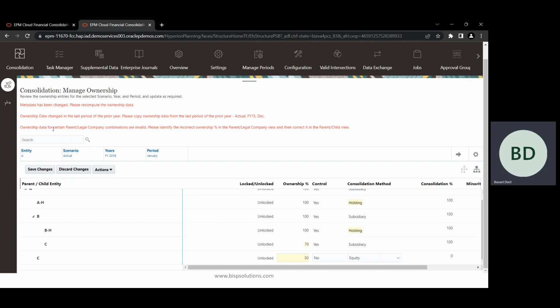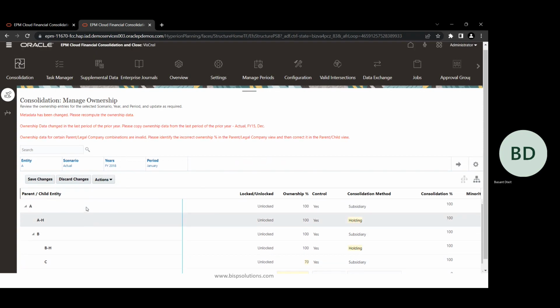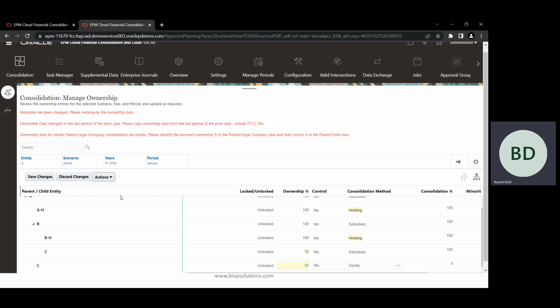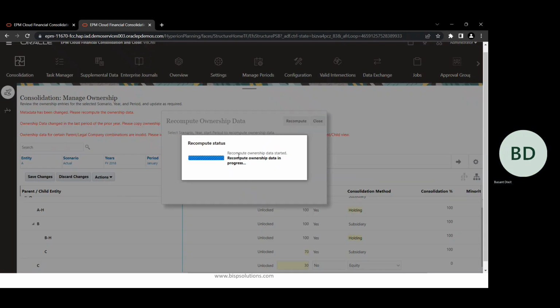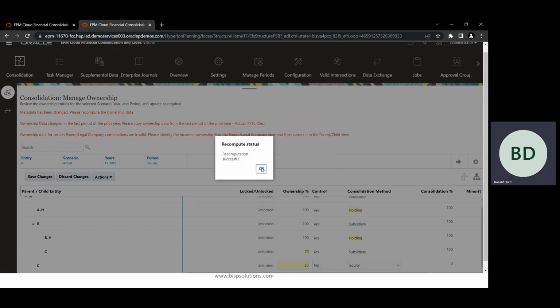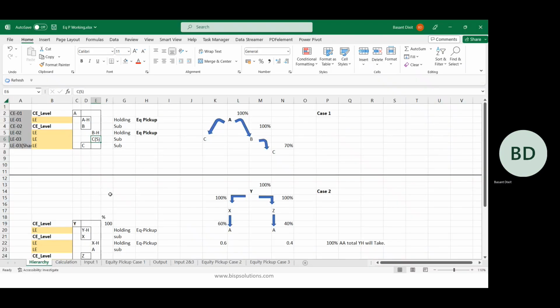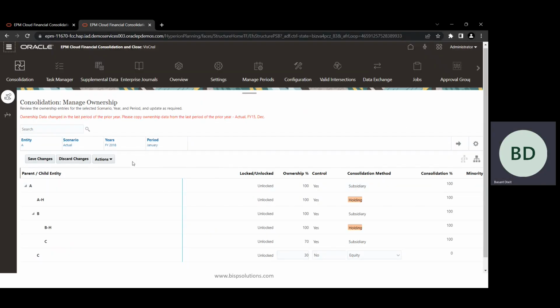Okay, ownership data for the certain parent entity combination invalid. We have to check what we have done wrong or right. I guess all is correct. Let's try to save it and recompute. Okay, recomputation is successful. It is just that we have to copy all the data from the previous year. No need to worry about that. If it gives an error, then we will correct this error also. Okay, so let's move on further.